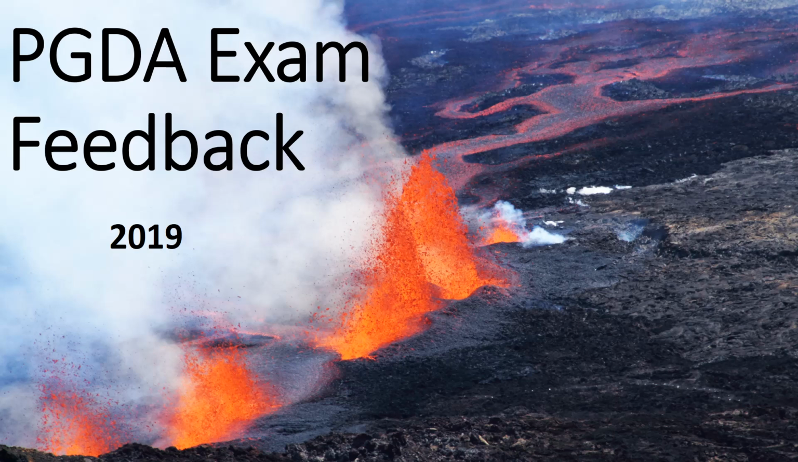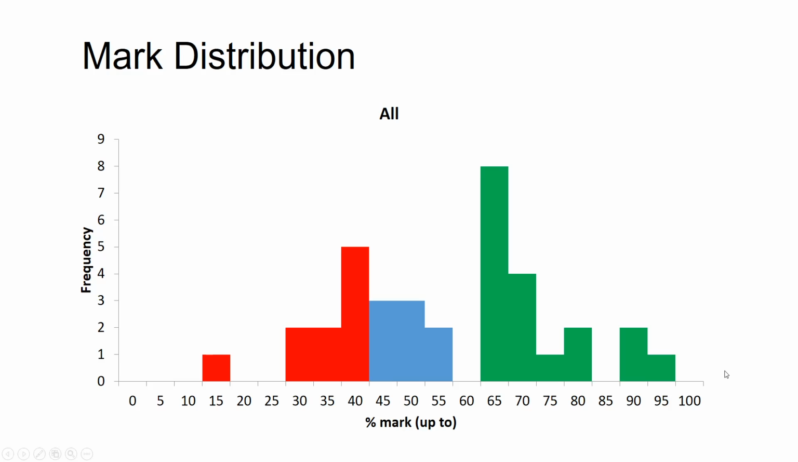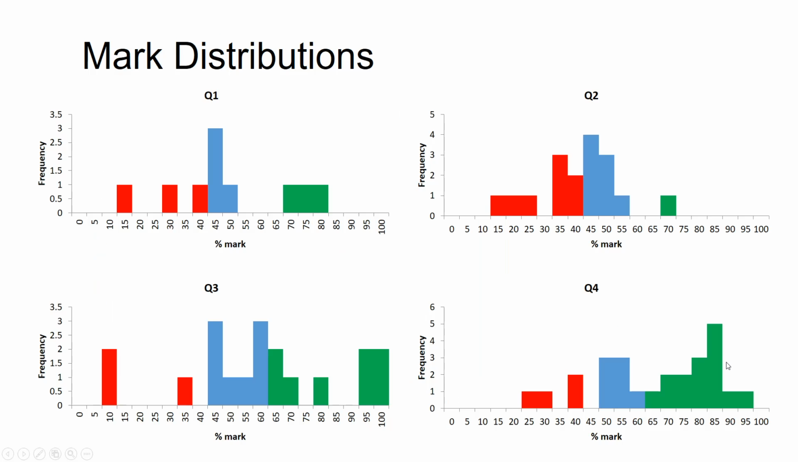Okay, hello and welcome to part 4, the final part of the Practical Geochemistry Data Analysis PGDA exam feedback for question 4 of 2019. So just cracking on again, the overall mark distribution, very good. Many people did very well, some people less so.